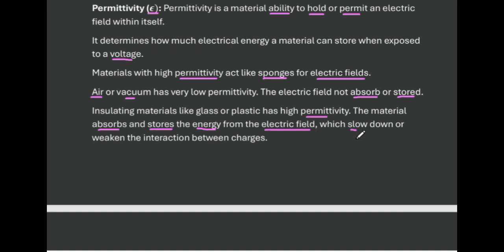which slows down or weakens the interaction between charges. It means that if a material has very high permittivity, it reduces the electric force between the charges because some of the electric field is stored within the material.